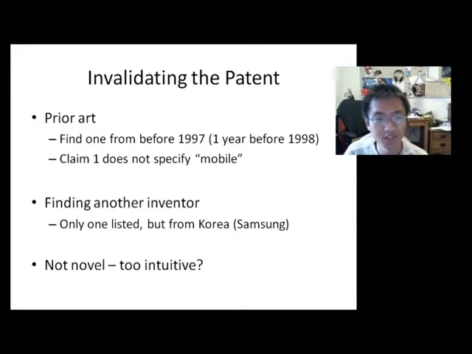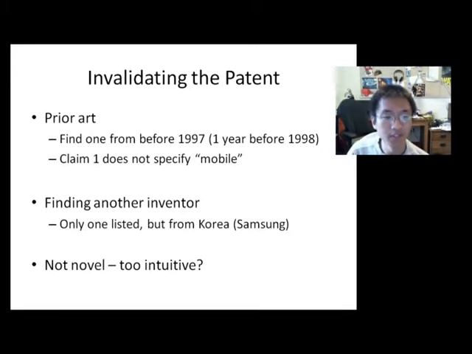There are several other things that Apple can do which can invalidate the patent instead of saying their product doesn't infringe on the patent. They can try to find prior art from before 1997, and claim 1 does not specify mobile, so it doesn't have to be a mobile device. Maybe they can find a computer that was available on the market, maybe very expensive, but available on the market.